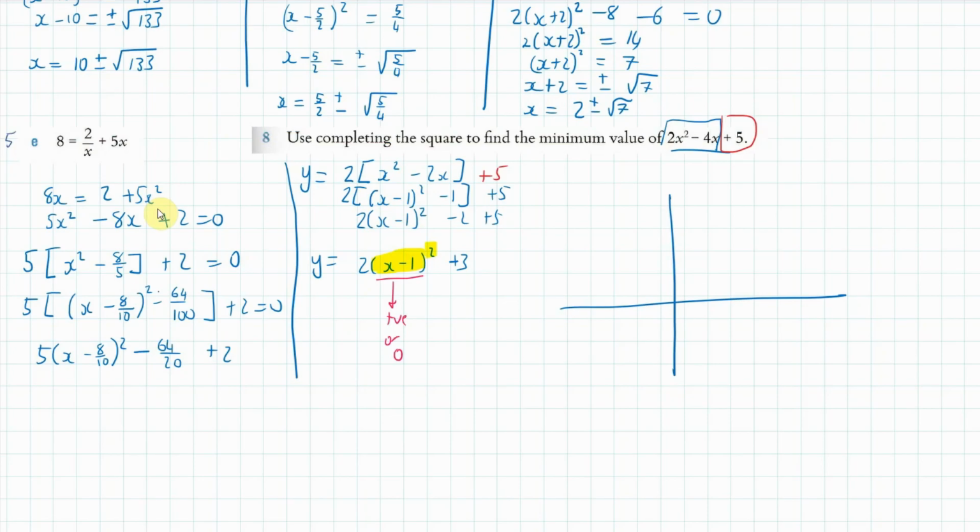So the lowest value you can get for y, i.e. the minimum value, is going to be when that bracket is equal to 0. So x must be equal to 1 at the minimum point, because 1 minus 1 is 0. And therefore, what will y be? Well, if this bracket here is 0, 2 times 0 is 0, so y must be equal to 3. So the coordinates of the minimum point of this curve will be 1, 3. And I think we'll talk about this a little bit more in the next exercise.